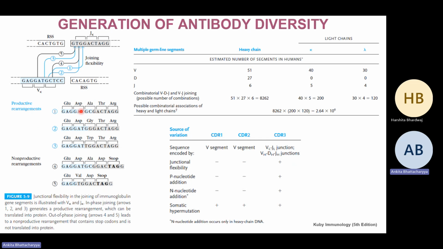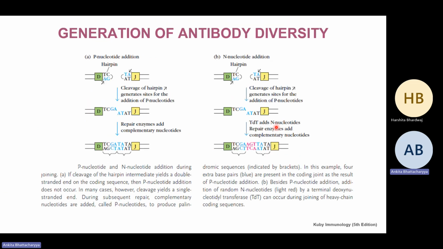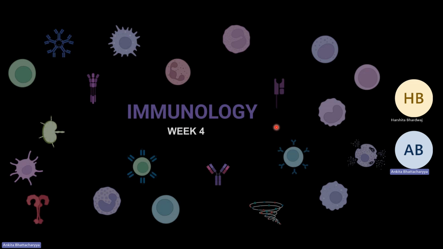Following this, we made an approximate calculation of the number of antibody subtypes that can actually be generated if we take into account all of these contributors. Then there was also another key contributor, which is P nucleotide and N nucleotide addition, and in each case how exactly this is facilitated and what its role is is something we have already discussed. You can go back to the video lectures if you need it. Then, yeah, so that was week 3.